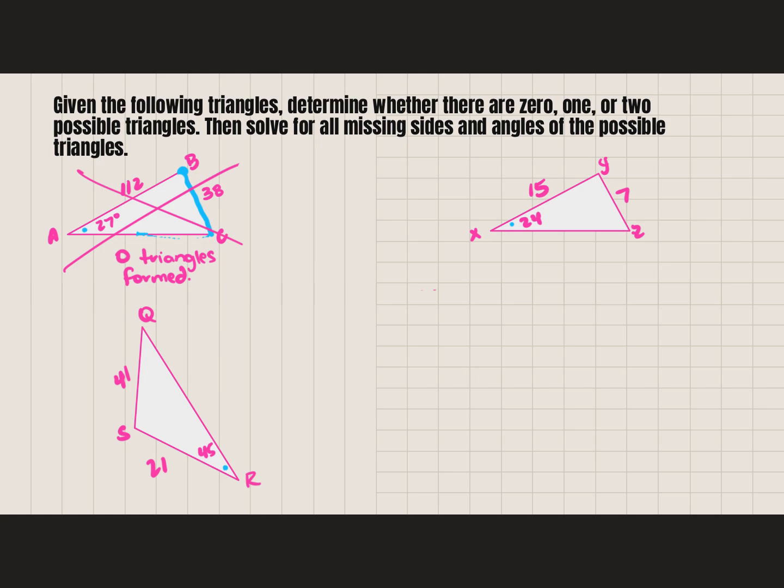So I'm going to still set up my sine of 24 over 7 equals sine of Z over 15. I can't find that angle Y yet because I actually don't know what X to Z is, so I wouldn't even be able to plug anything in to my formula to solve for Y. I'm going to go ahead and simplify. I'm going to multiply my 15 on both sides, so I'm going to get sine of Z equals 15 sine of 24 over 7.